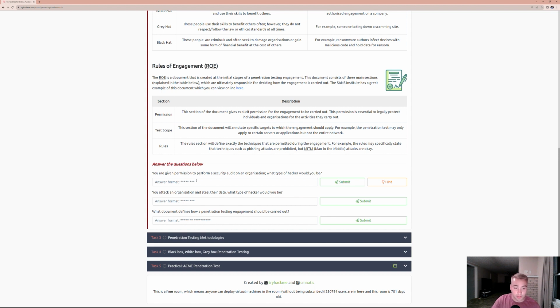So for the questions below, it says you are given permission to perform a security audit on an organization. What type of hacker would you be? That would be white hat.